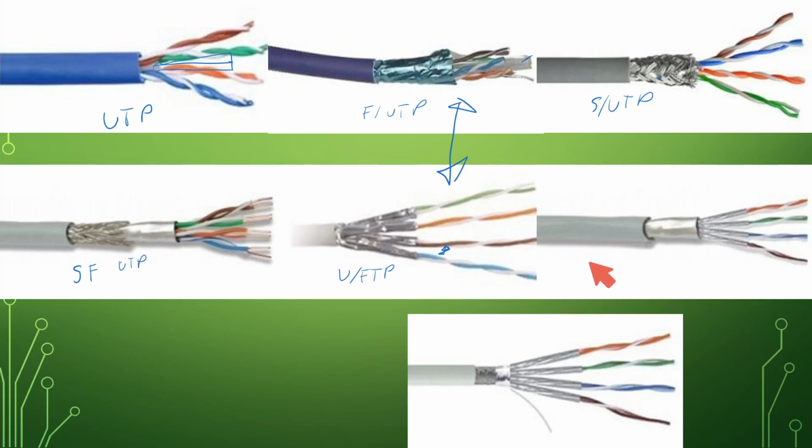Next, we've got, what is the foil? Yeah, FTP. So you got FTP. So we've got foil on the outside, and we've got foil on each individual wire set as well.